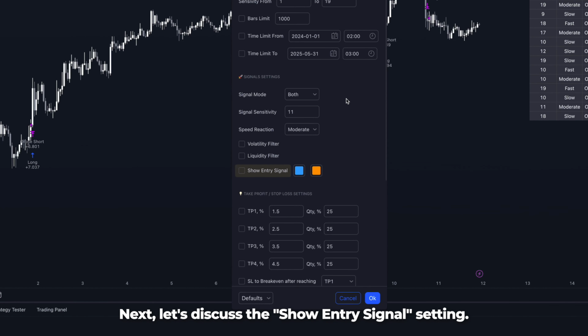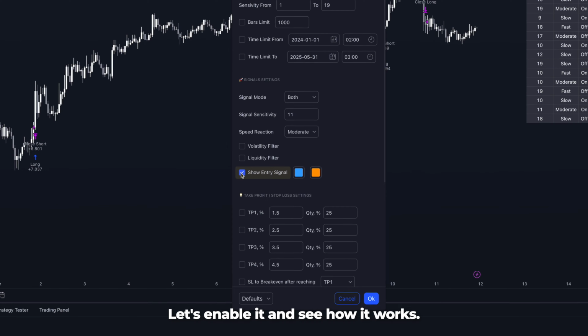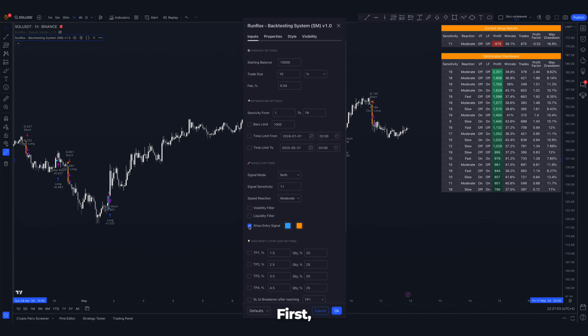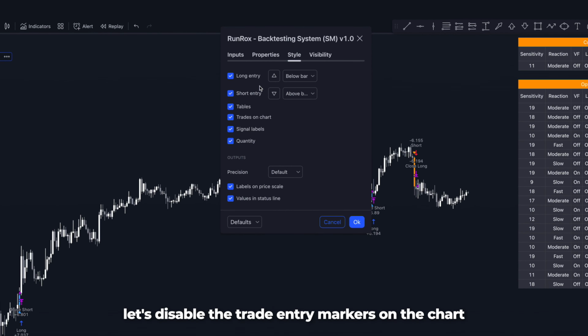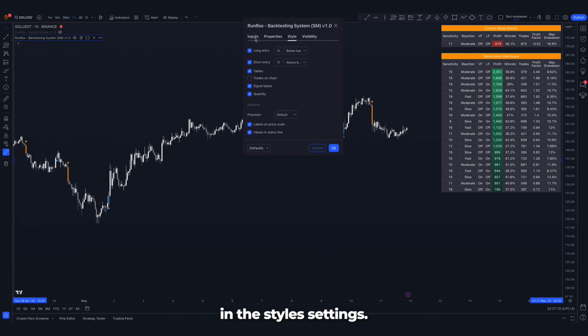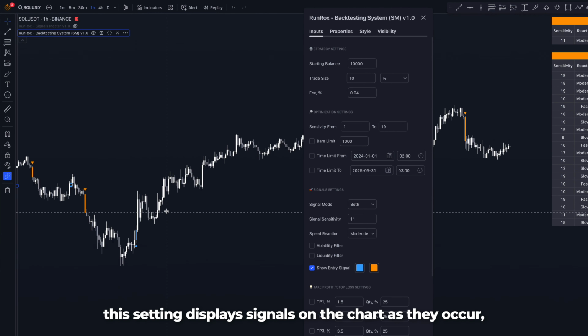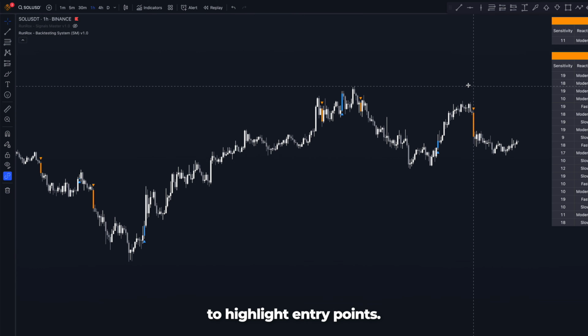Next, let's discuss the Show Entry Signal setting. Let's enable it and see how it works. First, let's disable the trade entry markers on the chart in the Style settings. As you can see, this setting displays signals on the chart as they occur, with the indicator coloring the bars in contrasting colors to highlight entry points.